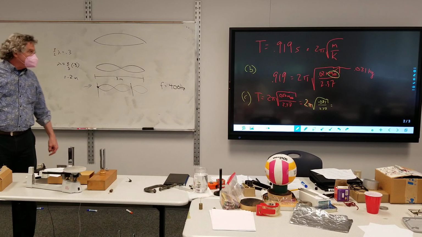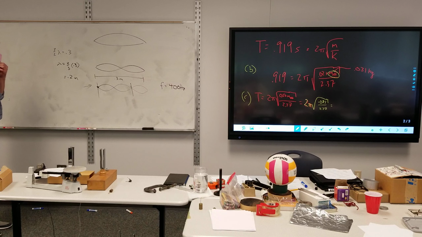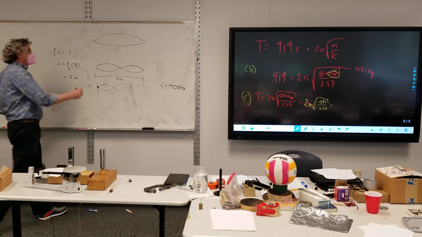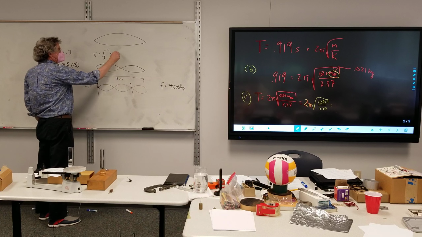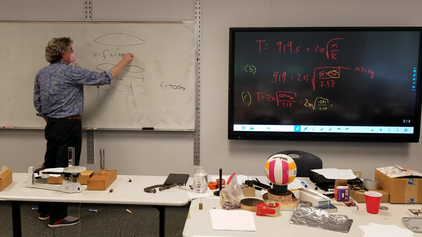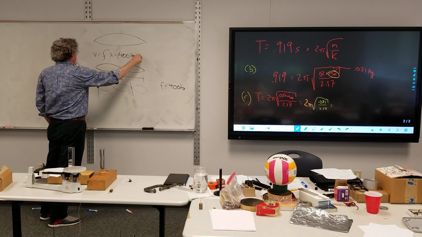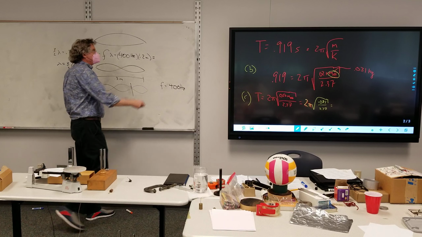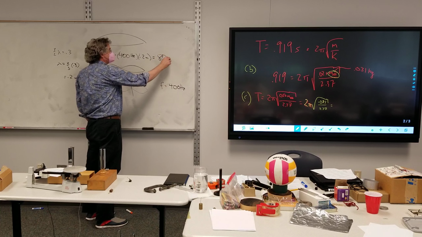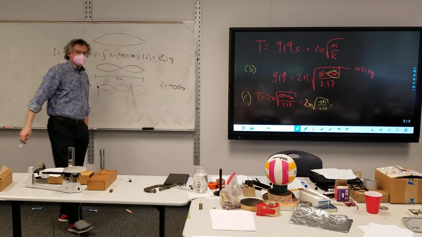The speed of the wave on the string. Well, I have wavelength, I have frequency. Speed is frequency times wavelength. So that's 400 hertz times 0.2 meters. Doing the fancy math there, 80 meters per second.